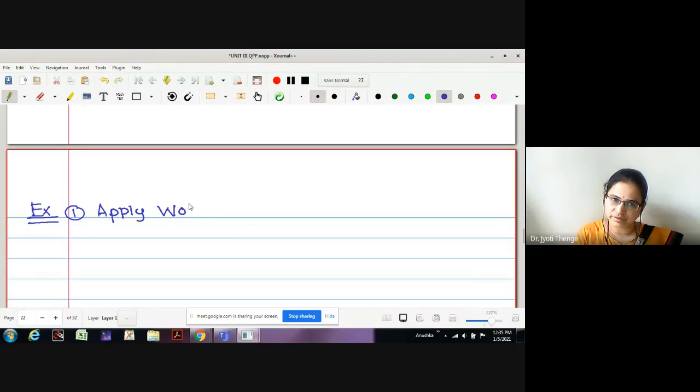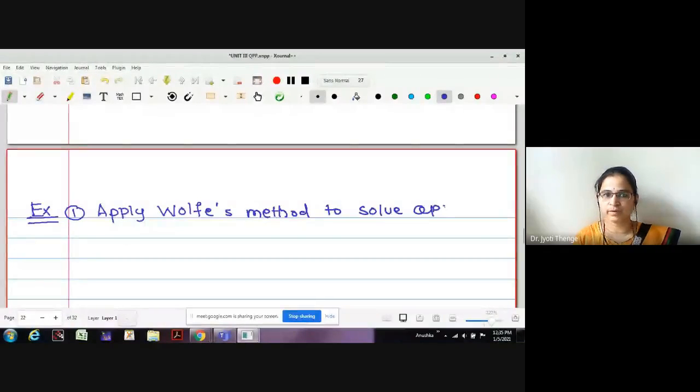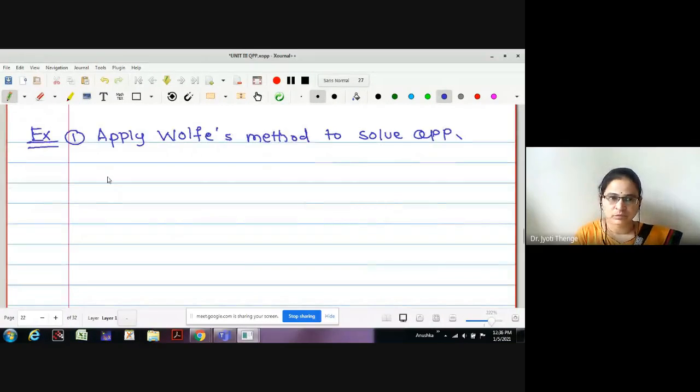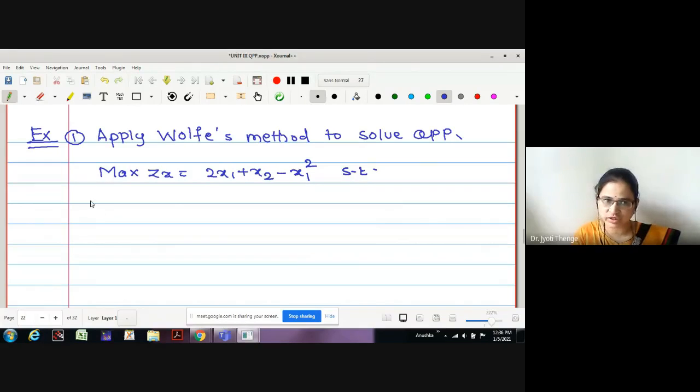Apply Wolfe method to solve quadratic programming problem. The objective function is maximize z equal to 2x1 plus x2 minus x1 squared subject to the constraints 2x1 plus 3x2 less than or equals to 6, 2x1 plus x2 less than or equals to 4, and x1, x2 greater than or equal to 0.